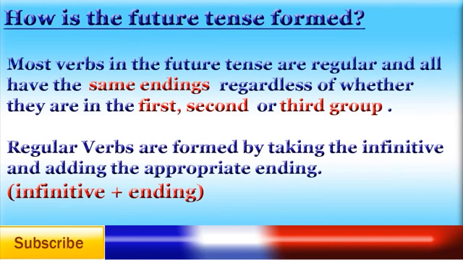How is the future tense formed? Most verbs in the future tense are regular and all have the same endings, regardless of whether they are in the first, second, or third group. Regular verbs are formed by taking the infinitive and adding the appropriate ending.